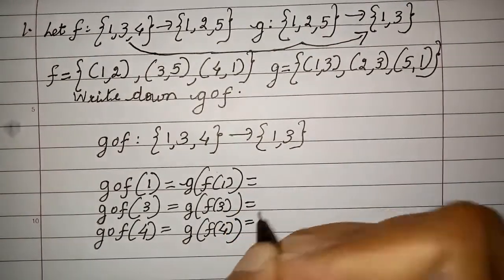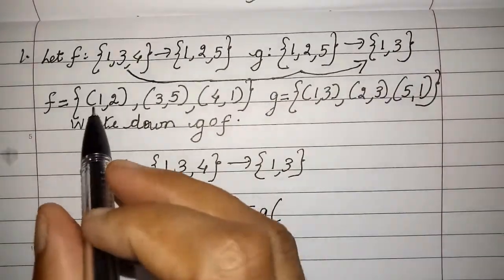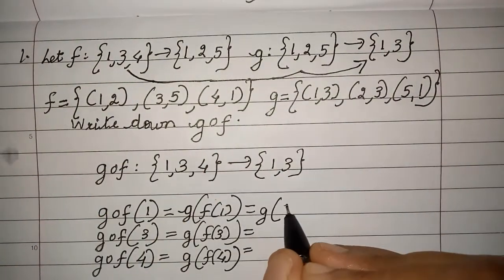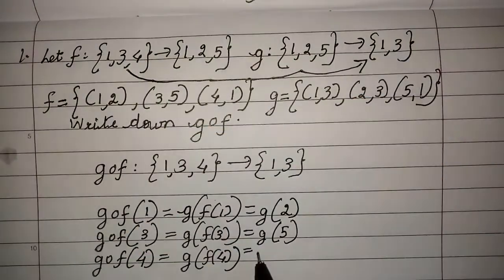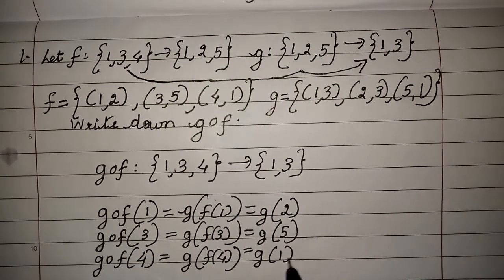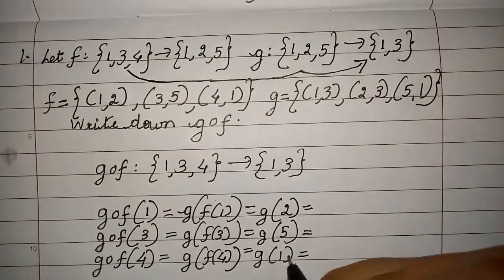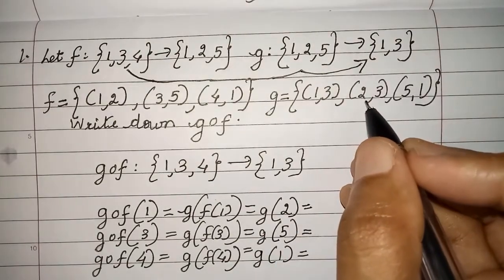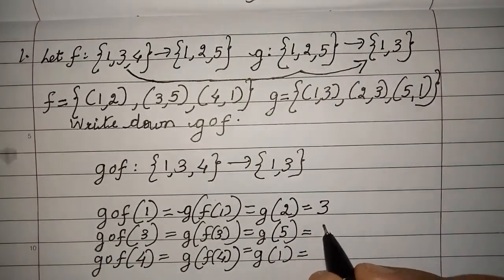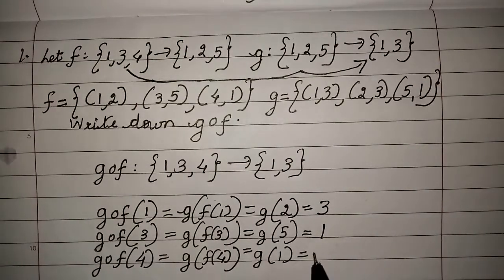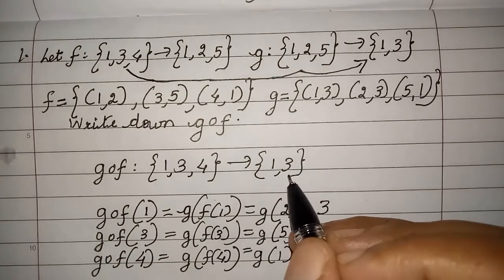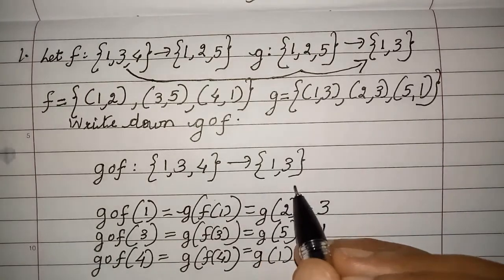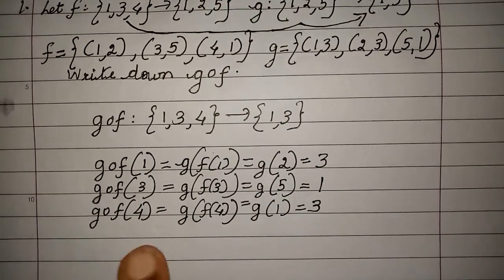Okay, so now what will happen? f of 1 is given to me as 2. Here f of 3 is given to me as 5. Here f of 4 is given to me as 1. Alright, now what about this? g of 2, I am going to look here. g of 2 is given to me as 3. g of 5 is given to me as 1. And g of 1 is again given to me as 3. Is that clear? So my answer is correct. How do I know my answer is correct? Because the final answer is 1 and 3 and your codomain is also having the elements 1 and 3. So this is how I am writing g composite f.